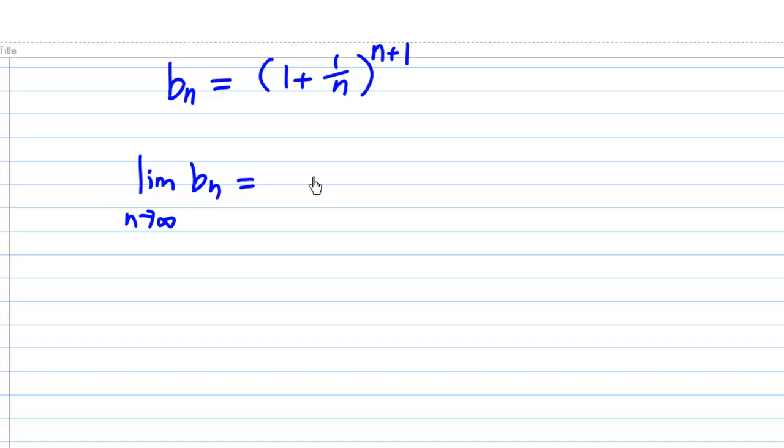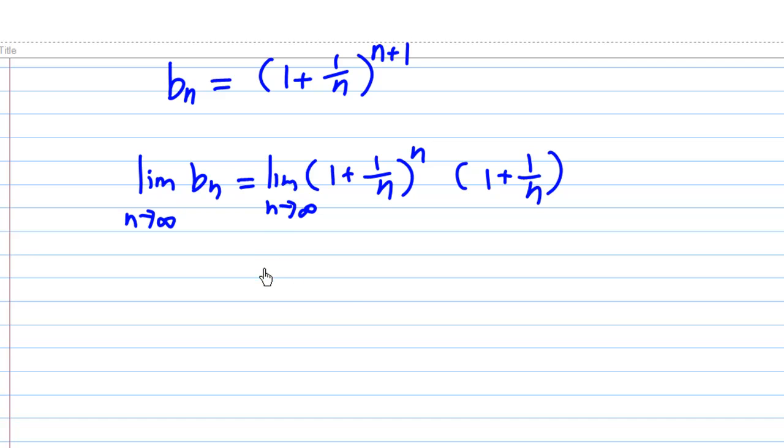Now, if we modify the sequence, say b_n equal to (1 + 1/n)^(n+1), what will happen to the sequence? We know that the limit of b_n is still (1 + 1/n)^n times (1 + 1/n), and you let n go to infinity. By using the product rule, you know the first sequence tends to e, the second sequence tends to 1, so the answer is still e. Now, it is interesting to look at how the sequence behaves.